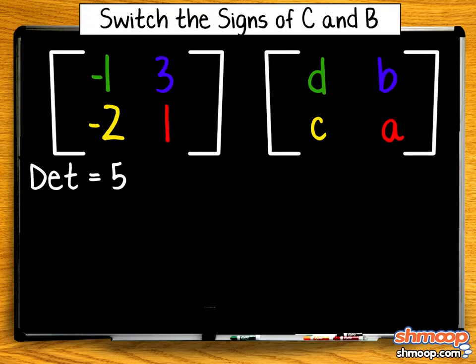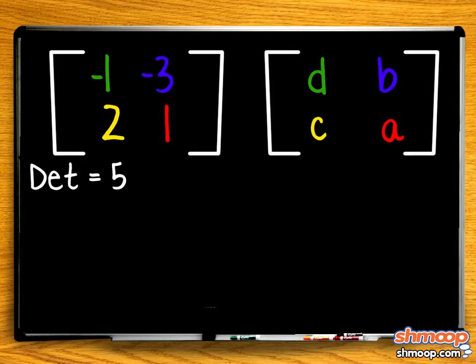The next step in finding the inverse is to switch the positions of A and D, and switch the signs of C and D. Positive becomes negative and vice versa. So if we look back to our matrix, A and D switch places. So the top left corner of the matrix becomes -1 and the bottom right corner becomes 1. Then we switch the signs of C and D. So 3 becomes -3 and -2 becomes +2.